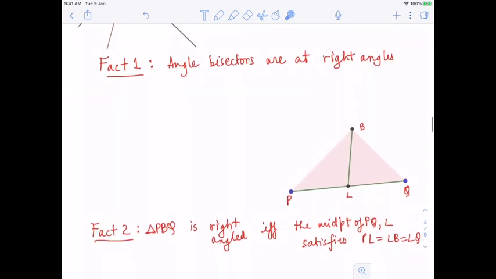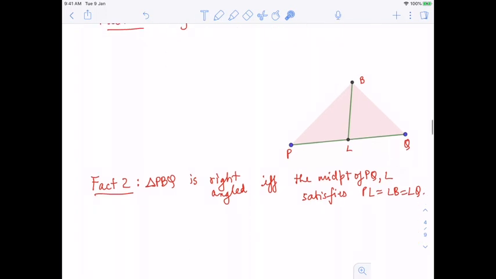Now we need another fact which is even more elementary, and that's the following statement. If you have a right angle triangle BPQ, right angled at B, and L is the midpoint of BQ, then BL is equal to LQ is equal to PL. In other words, all the three green line segments are the same. In fact even the converse is true.